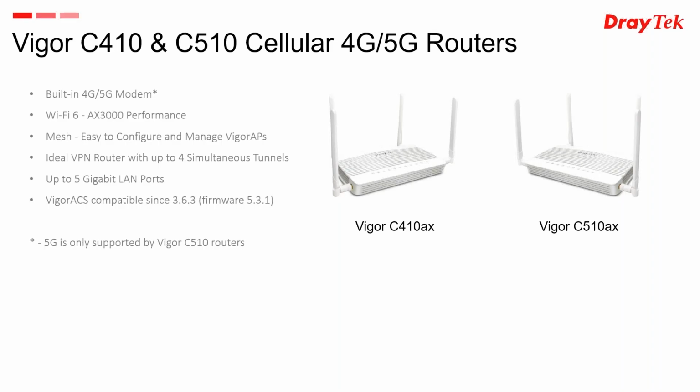So let's summarize today's webinar. And by the way, if you have some more questions, please do drop them in the question section. Why would I buy the C410 or C510 router? So first of all, they come with the built-in 4G-5G modem, and so that's a great solution for most of the environments where internet connectivity is a must. That would include caravan sites, retail, and so on.